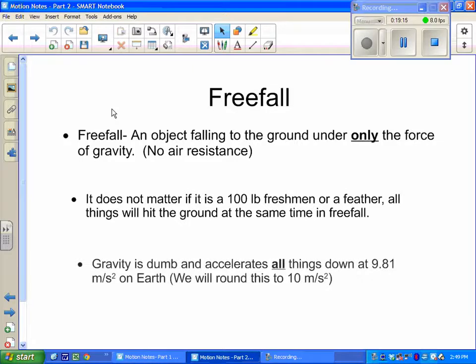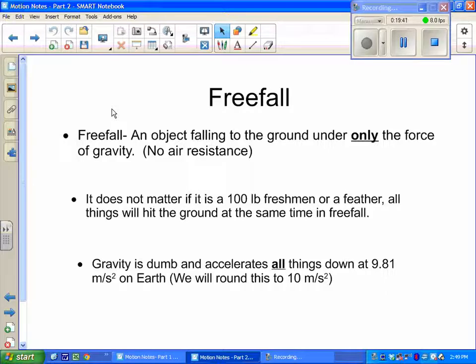And this is because gravity's dumb. The rate that gravity accelerates all things, the rate that it pulls things down, is 9.81 meters per second squared on Earth. And in class, we're going to round this mostly to 10. So if gravity pulls all things the same, freshmen or feathers, why do we see feathers fall more slowly than freshmen? And this is because of air resistance.